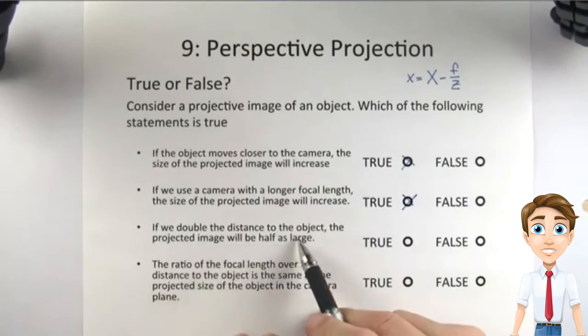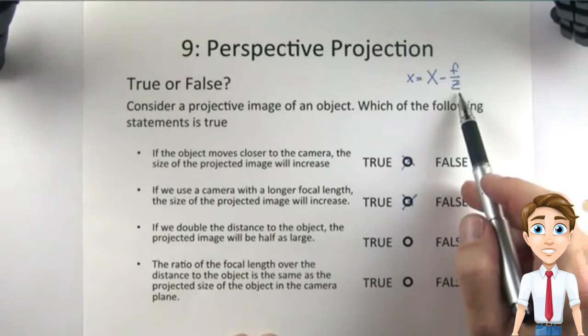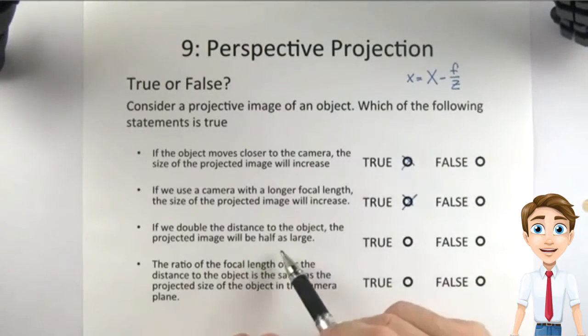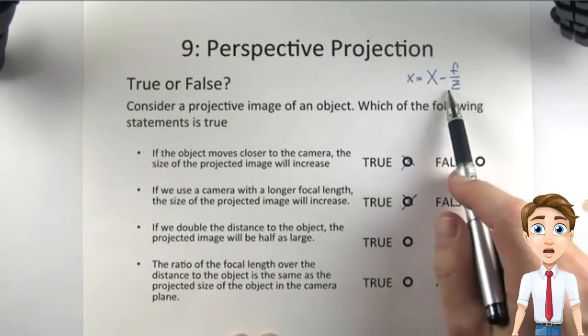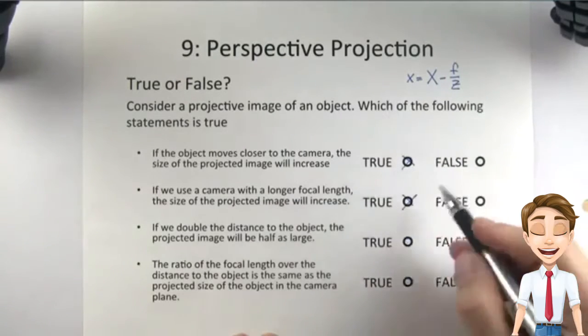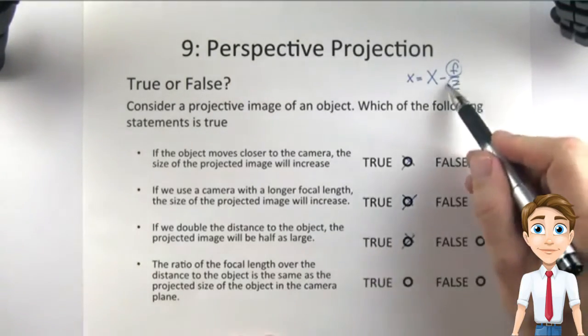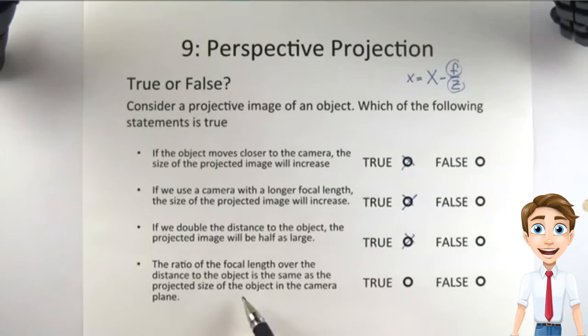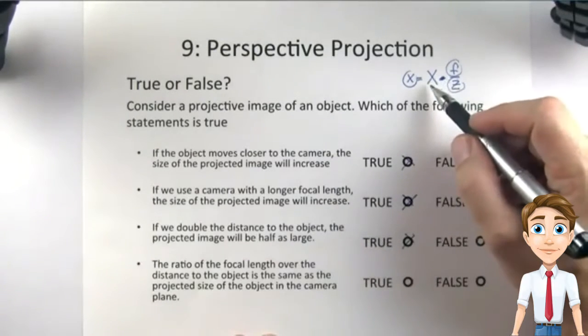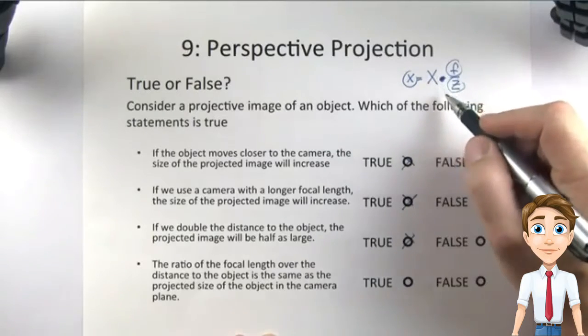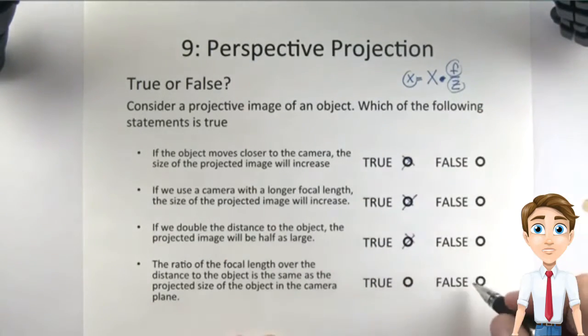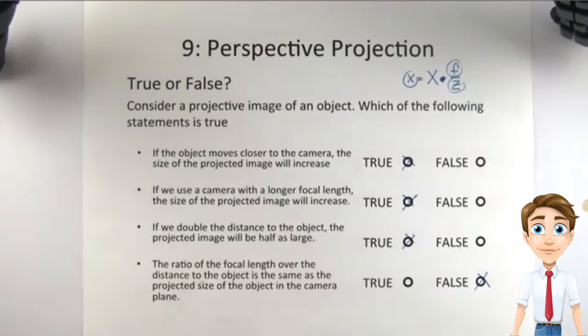If we double the distance to the object, which means z is twice as large as before, the projective image will be half as large. And yes, if we divide by something that's twice as big, then the result will be half as large. And finally, the ratio of the focal length, f, over the distance to the object, z, is the same as the projected size of the object in the camera plane, x. This specific statement, we really forgot about the object size, uppercase X, which plays a big role in this projective equation, therefore the statement is false.